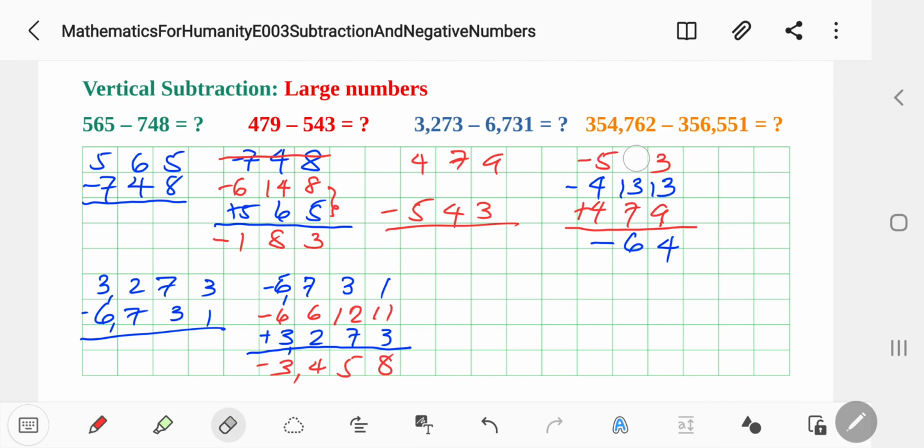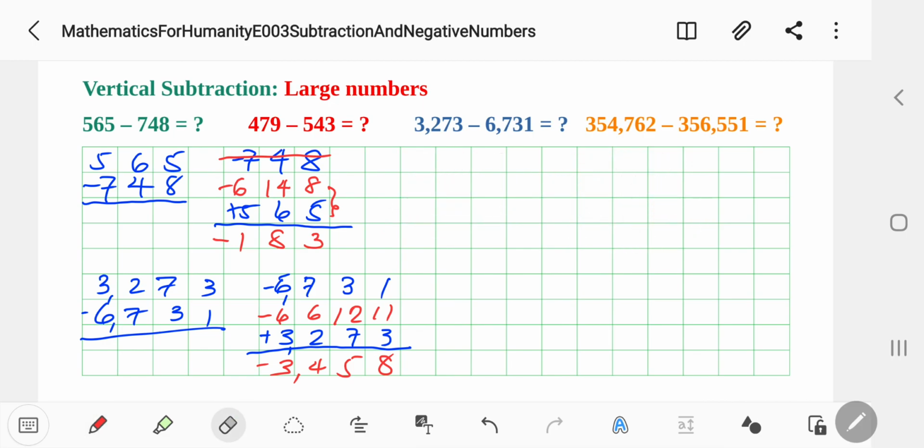For this big number here, let's look at this. So you have 354,762 minus 356,551. So take a look at this number. Again, you're subtracting a larger number. Let's check the first digits here. 3 is equal to 3, 5 is equal to 5, but 4 is less than 6. So again, you are subtracting a larger number from a smaller number.